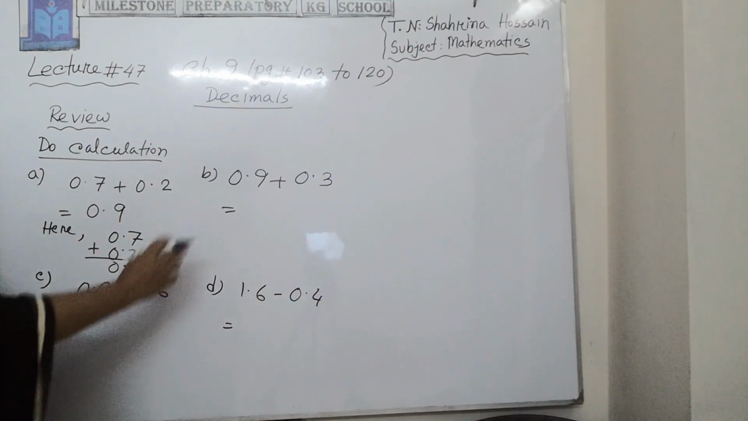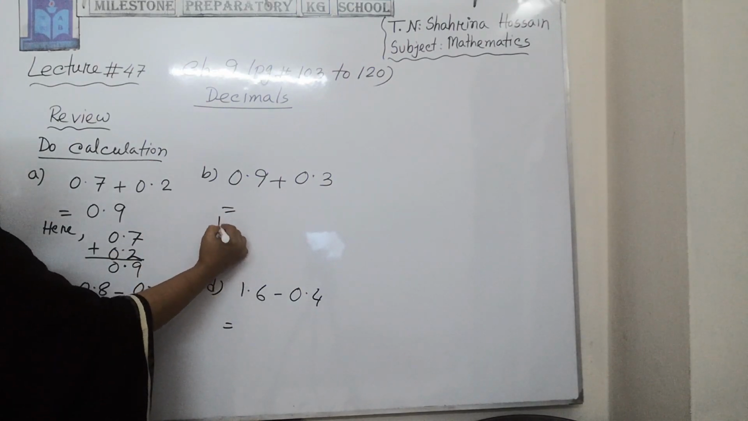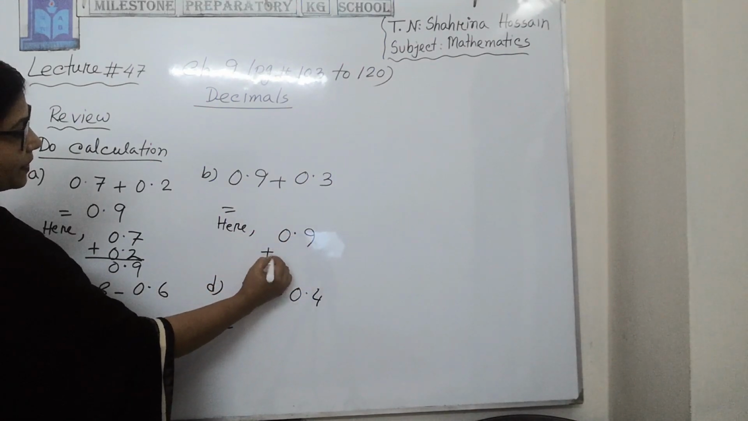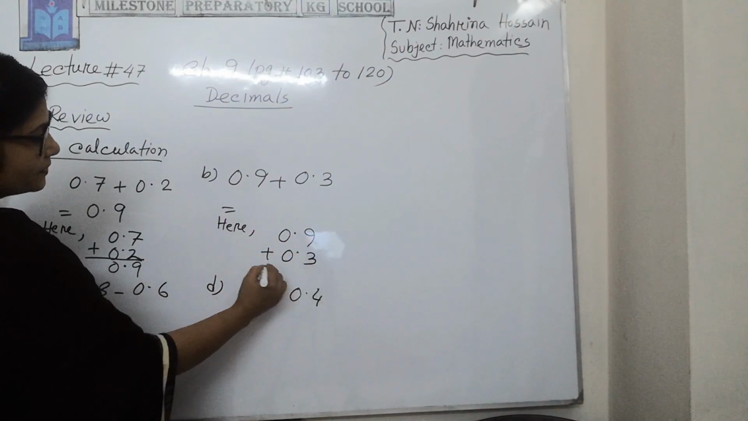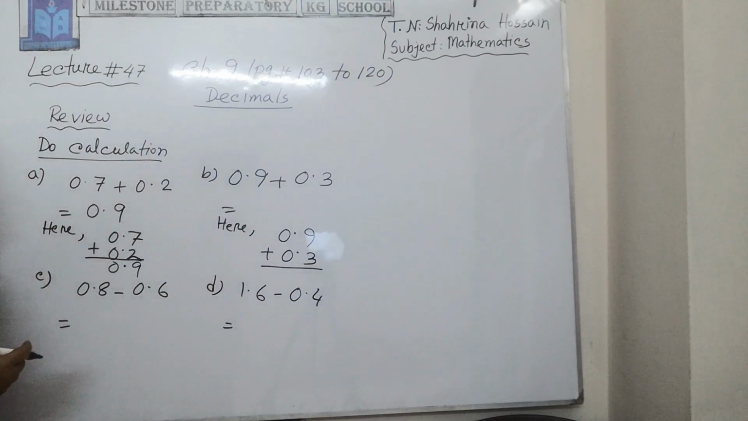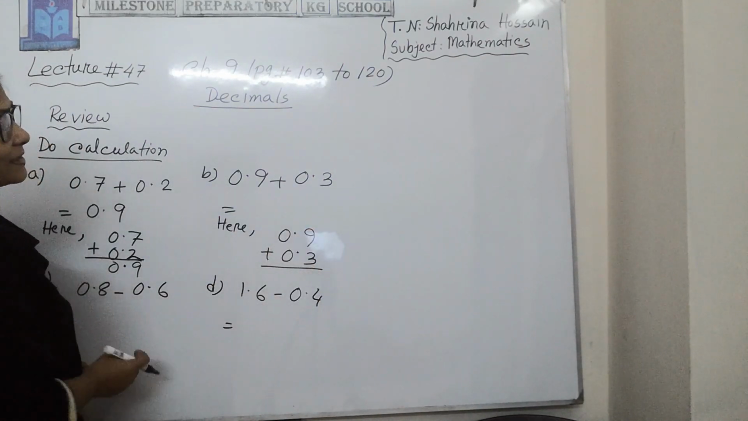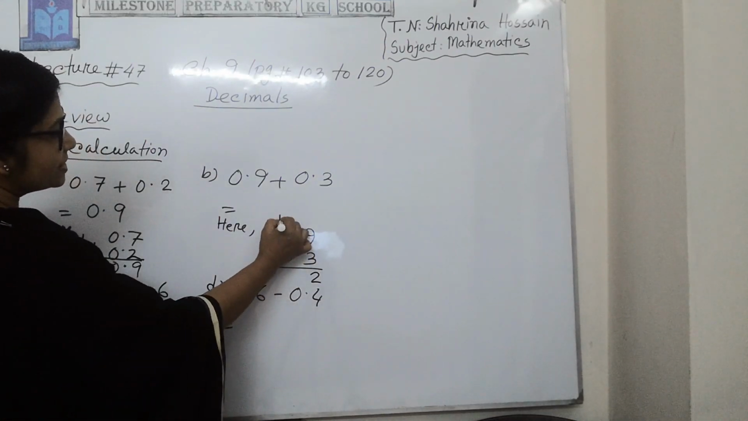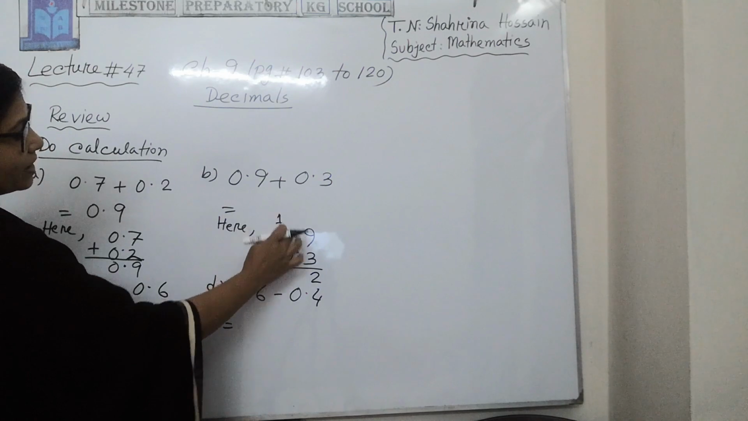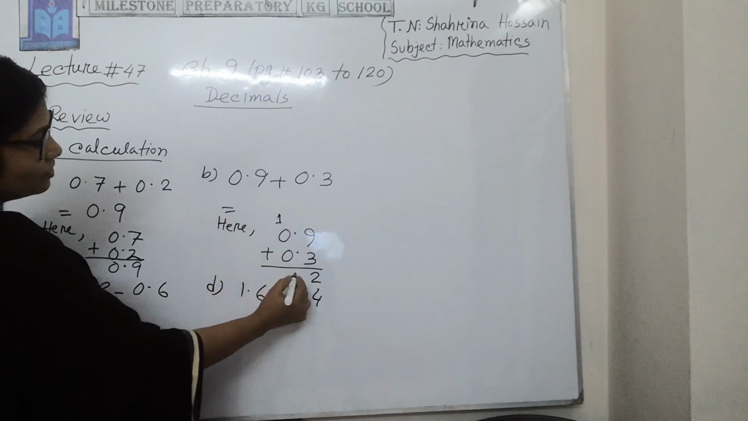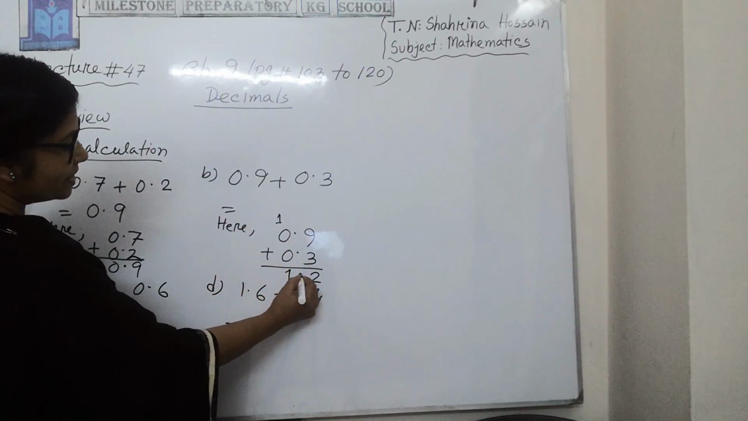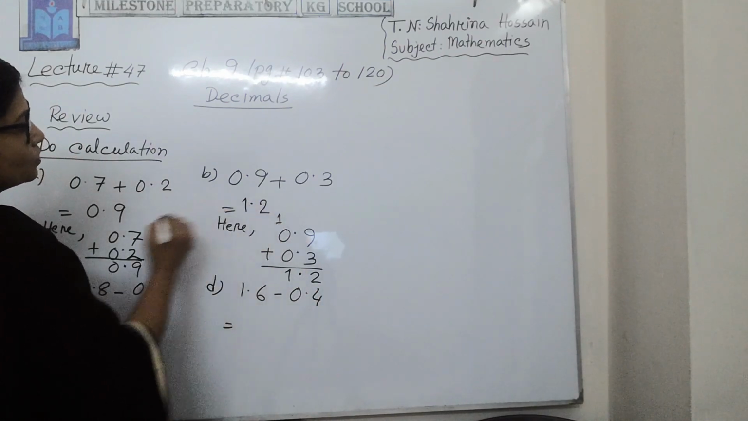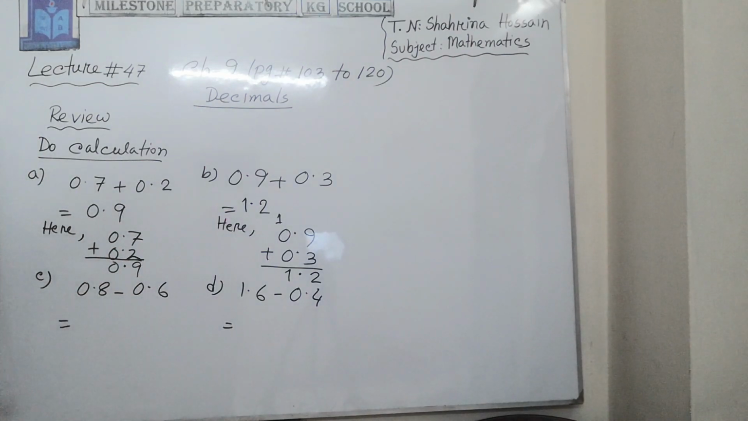Okay. Now the same in number B. See here, 0.9, then plus 0.3. What will be the answer? 9 plus 3, 10, 11, 12. 2 is here and 1 is in our hand. So 1 plus 0 plus 0, my answer is 1 and the decimal is here. So what is our answer? 1.2. Okay.